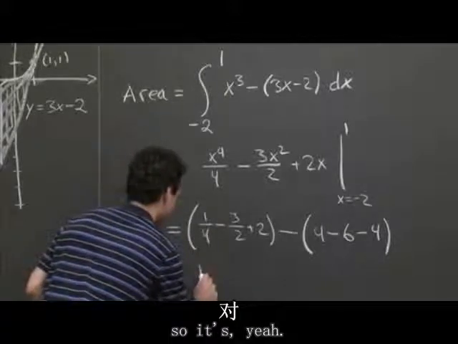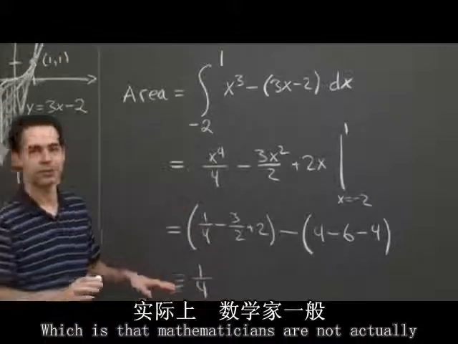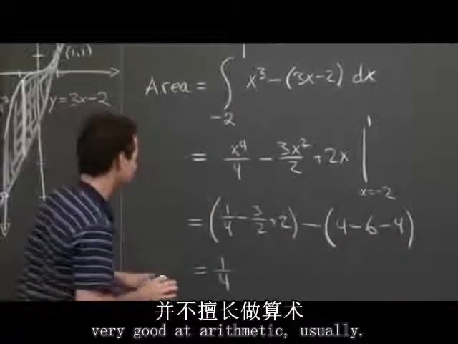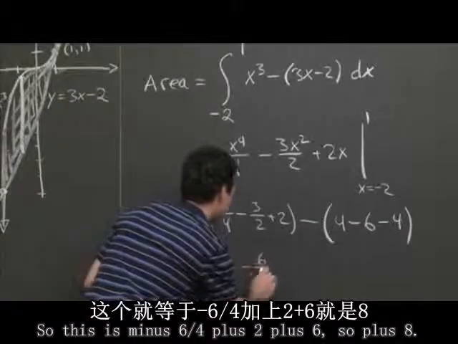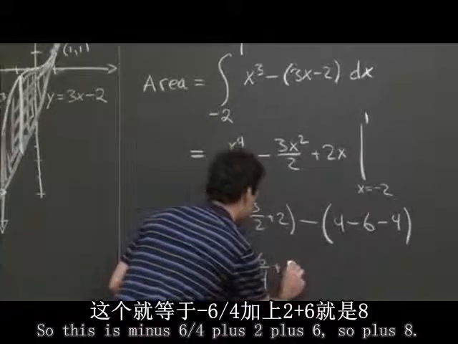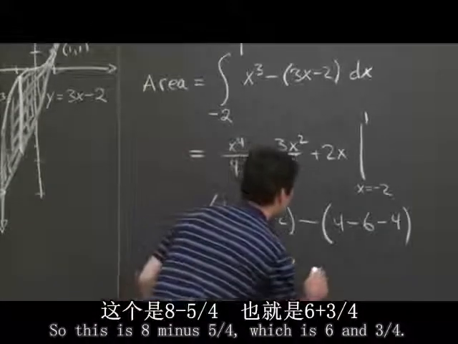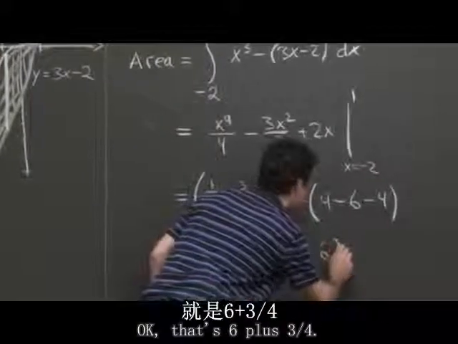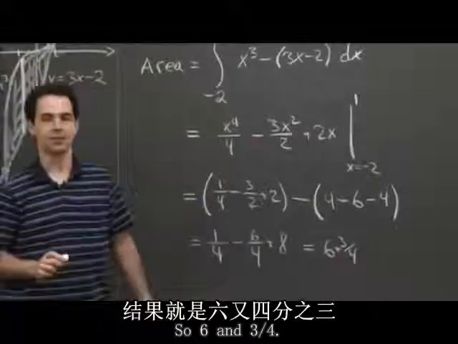All right, there's a secret I should tell you, which is that mathematicians are not actually very good at arithmetic usually. So this is minus 6/4 plus 2 plus 6, so plus 8. So this is 8 minus 5/4, which is 6 3/4. That's 6 plus 3/4. So 6 3/4.